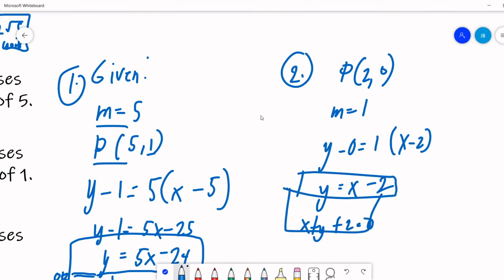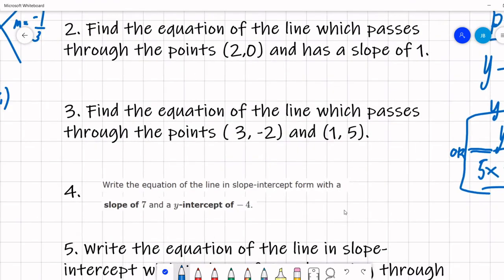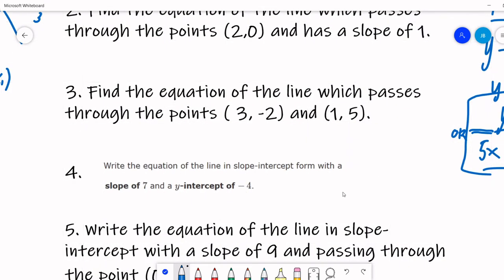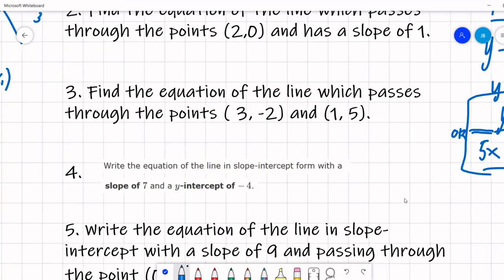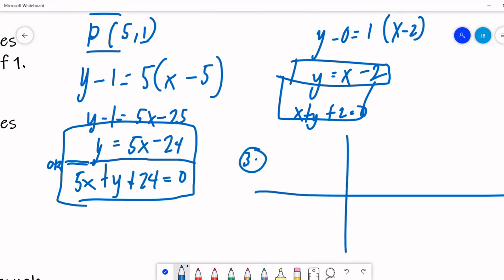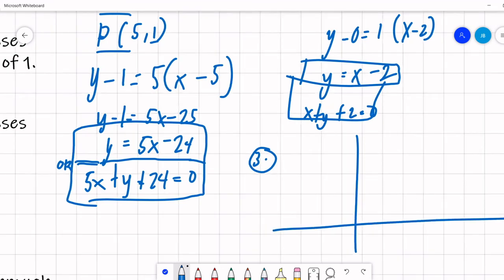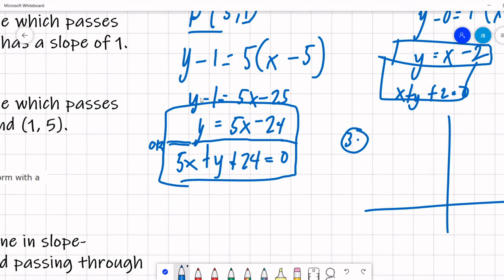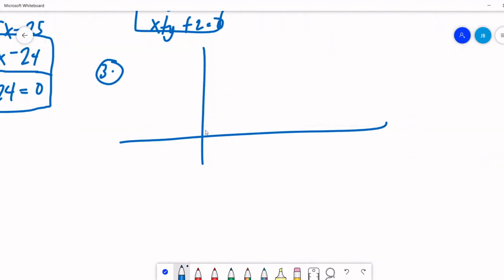Okay, for number 3. Find the equation of the line which passes through the points (3, negative 2) and (1, 5). So, guys, if you are asked to graph that one, it's much better. The points are (3, negative 2) and (1, 5). So, for 3 and negative 2, that's 1, 2, 3, then the y is negative 2. So it's somewhere here.